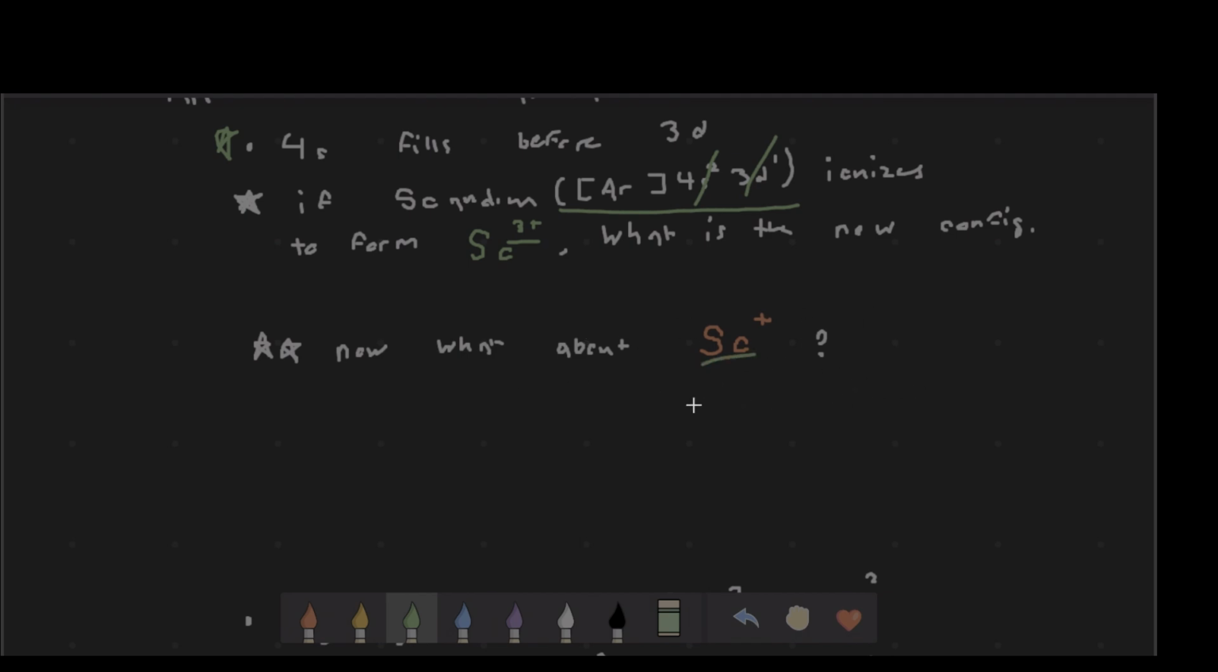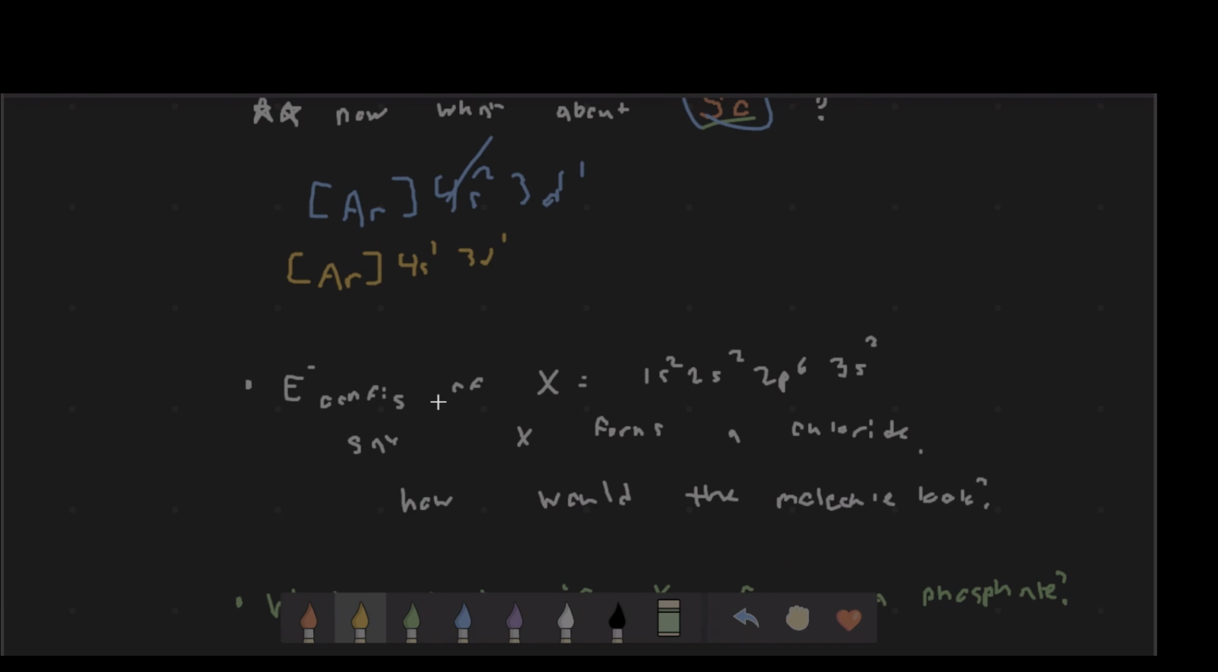But now what about Sc+, meaning that it only lost 1 electron? As we previously mentioned, we have our configuration as argon, 4s2, 3d1. So what would be the new electron configuration if it ionizes into this form? So basically what happens according to Aufbau principle is instead of losing its 3d shell, what it's going to do is first lose a 4s electron because it's at a higher energy level once filled. So the final answer for this will be argon 4s1 3d1. And I know that looks kind of sketchy, but that would be the right answer in this situation.